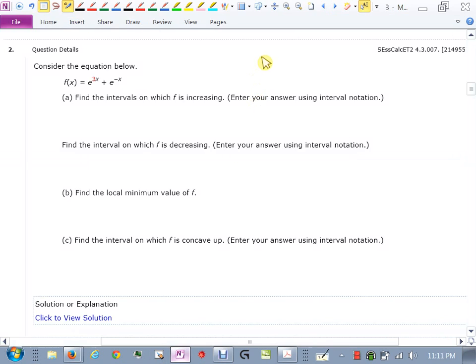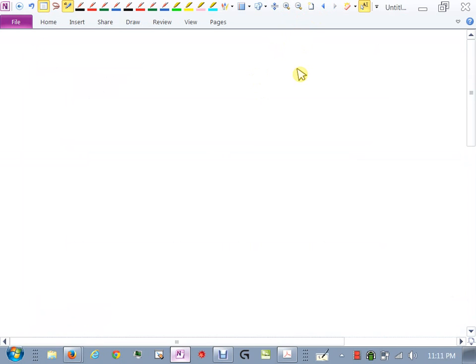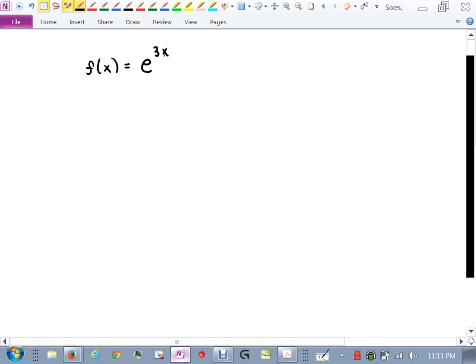Okay, so our function here, f of x equals e to the 3x plus e to the negative x. All right, so let's start out here with getting our first and second derivatives.